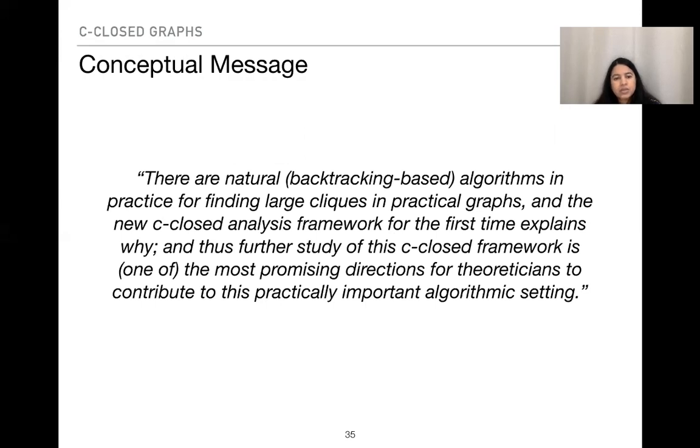And thus, further study of this C-closed framework is one of the most promising directions for theoreticians to contribute to this practically important algorithmic setting.